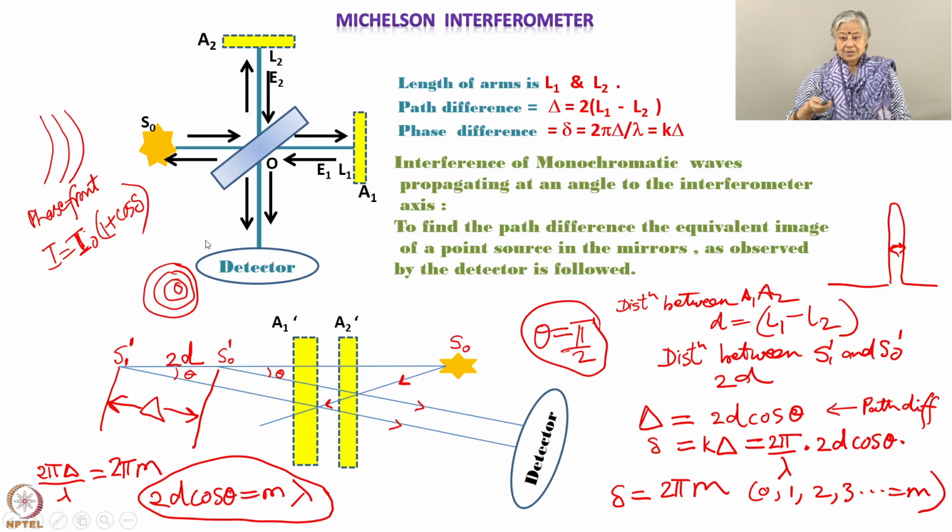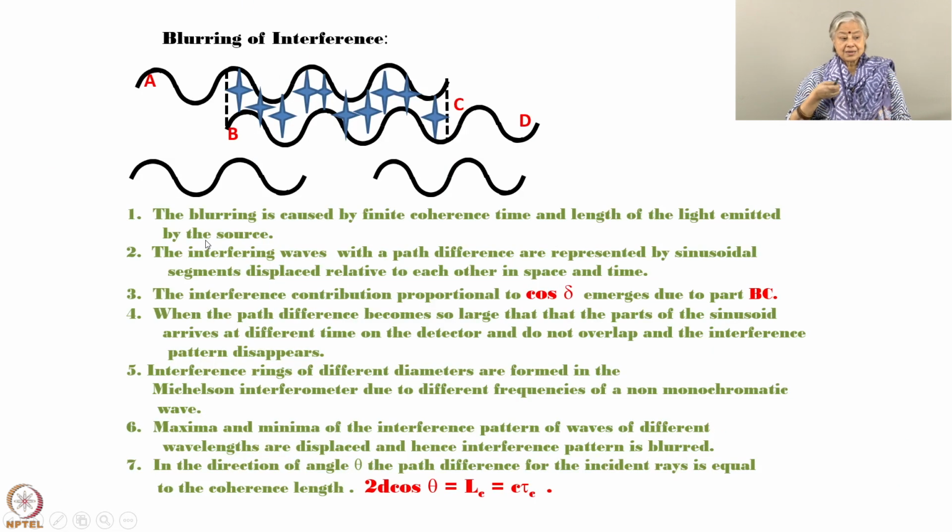Okay. So, let me relate the coherence length and the coherence time, which I had spoken of before. It is related to the blurring of interference pattern. So, in case of the blurring of interference pattern, what do I want to say? The interference pattern gets blurred, which I have shown you.